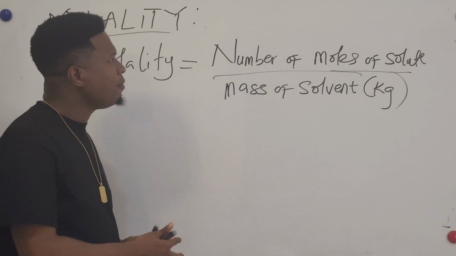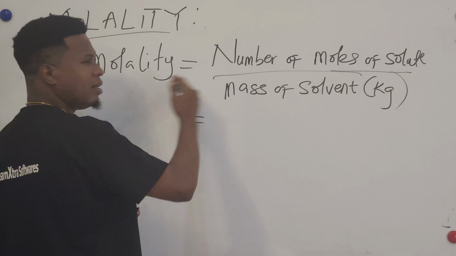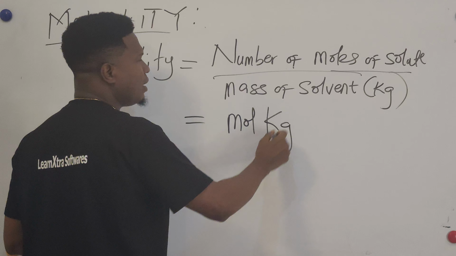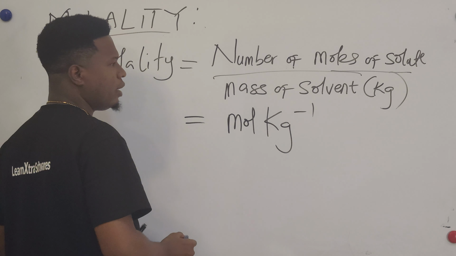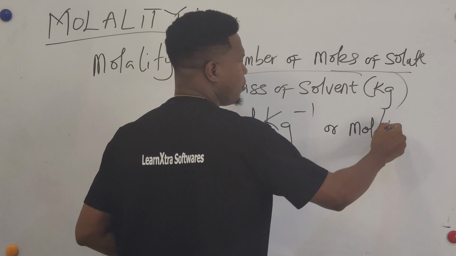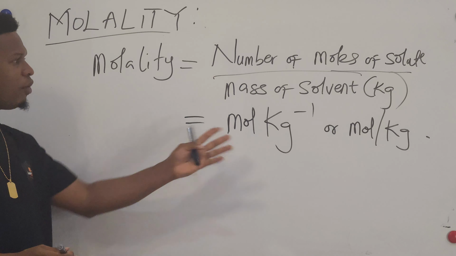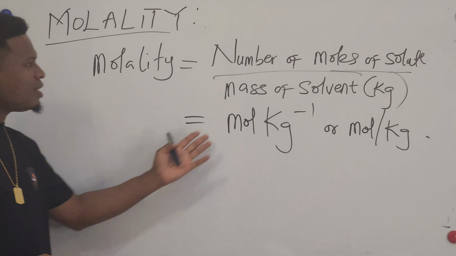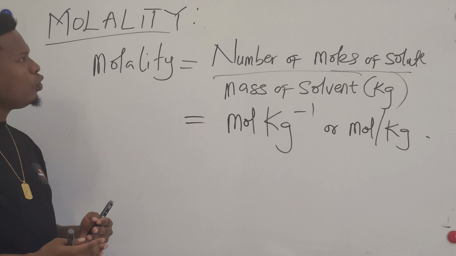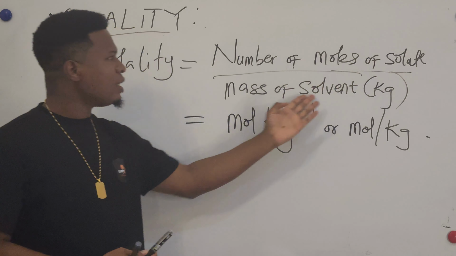So remember that the mole, of course, you know that the unit for this molality will definitely be what? Mole per kilogram. Okay? Or you can write it this way. Some of you are just familiar with this. Okay? So both of them are the same thing, right? So these are the units of what? Molality.